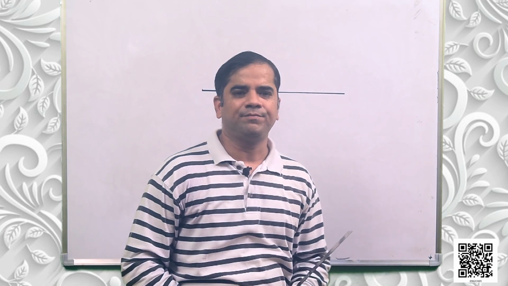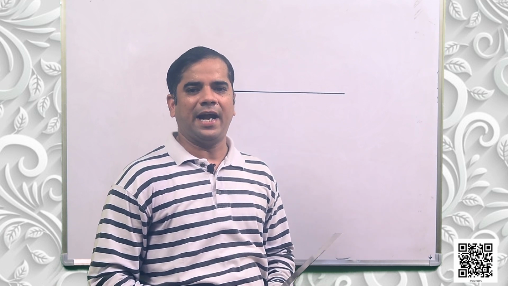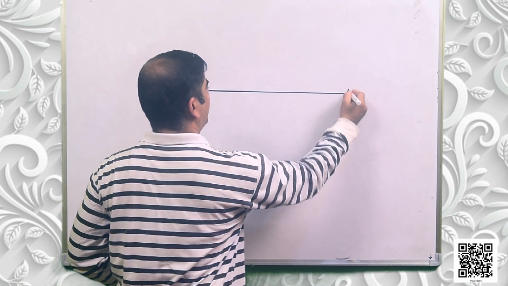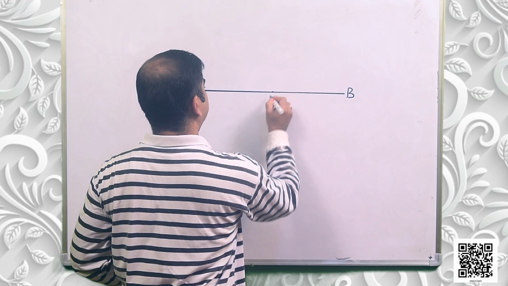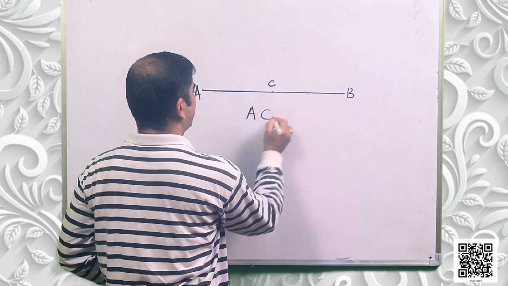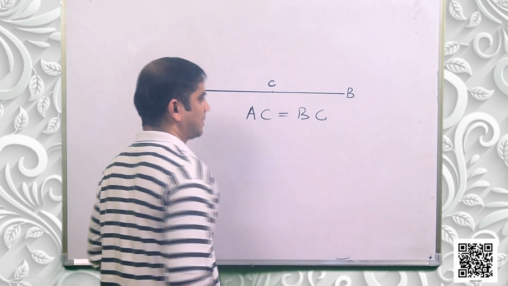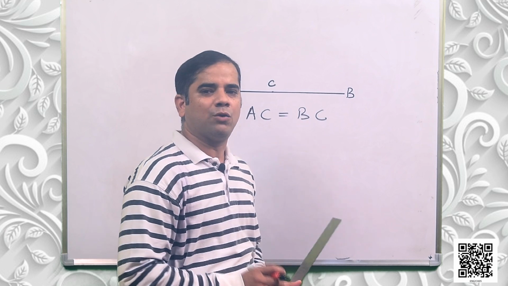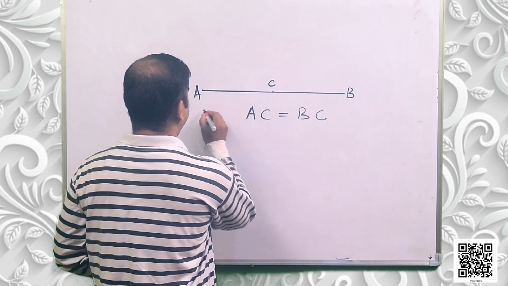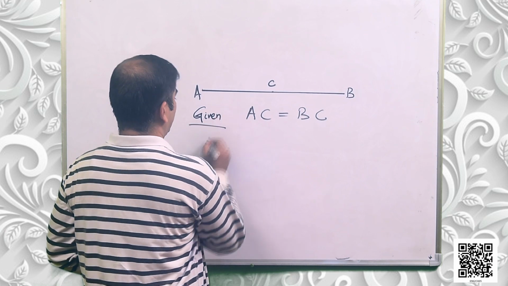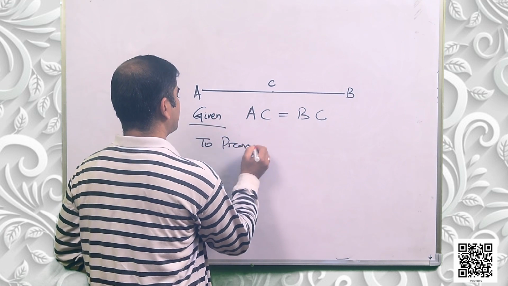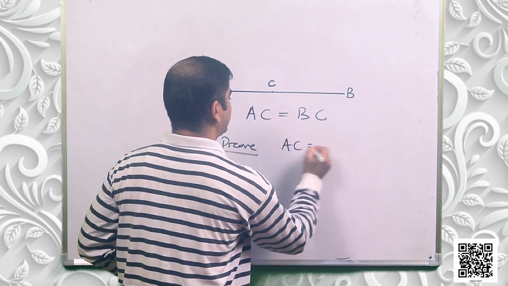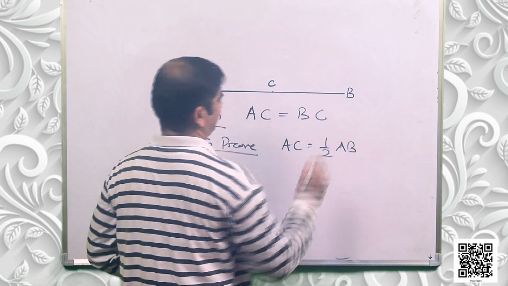As per the question, C lies between 2 points A and B such that AC is equal to BC. So, this is point A and point B, and suppose this is the point C, so that AC is equal to BC. That means C divides line segment AB into two equal parts. This is your given. And to prove, what we have to prove? AC is equal to half AB.